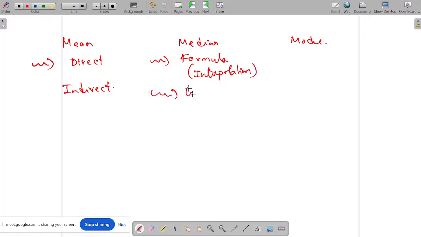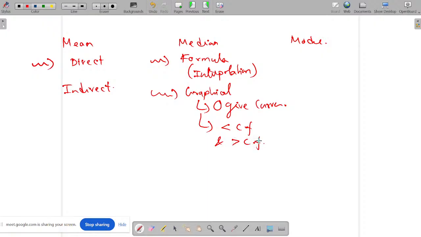Also, you can do it graphically. This graphical method is given by Ogive. It's called Ogive curves. We have done that earlier, right? In the earlier topic. So this is called the Ogive curve. With the help of less than CF and greater than CF, we'll draw the curve and we'll find the value.